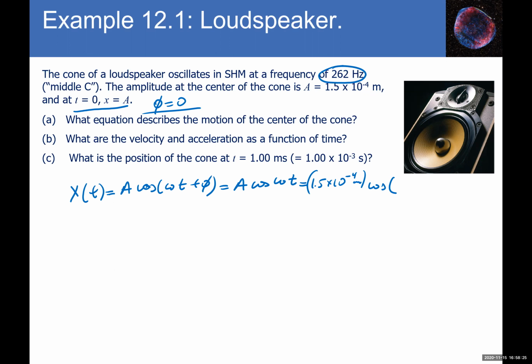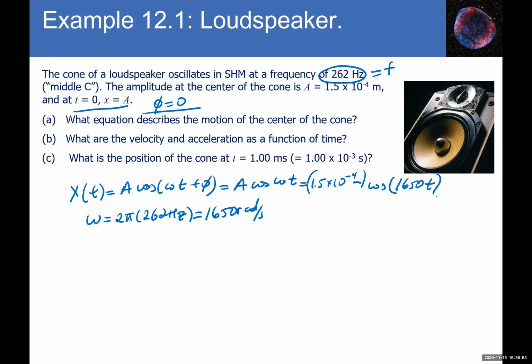Well, remember, this 262 hertz is nothing but the linear frequency. So in a way, I can use that to find omega, which is 2 pi times 262 hertz. So this should be 1,650 rad per second. So it's 1,650 times t. So that's my x as a function of time.